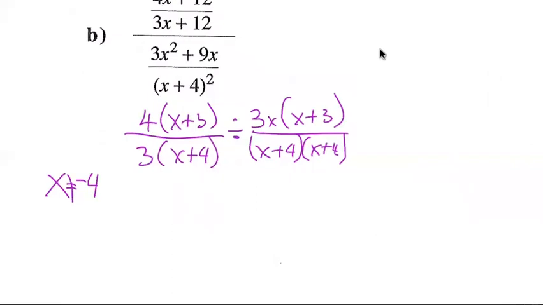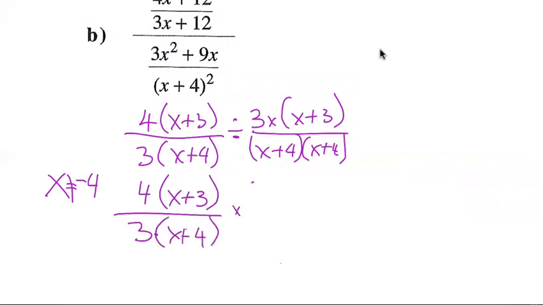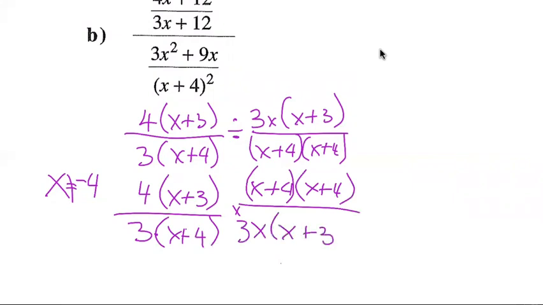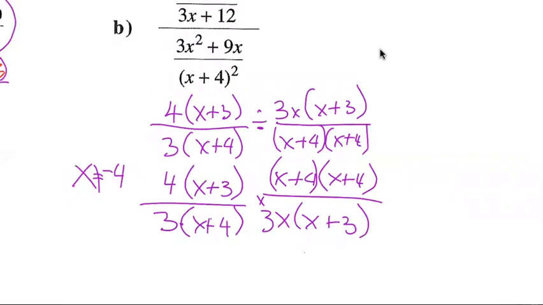So before I flip this, there's my non-permissible, -4. Now when I do flip it, I get 4 times x plus 3, all divided by 3 times x plus 4 times x plus 4, x plus 4 over x, 3x, x plus 3. Now I have this new non-permissible, x plus 3, so x cannot equal -3 also.